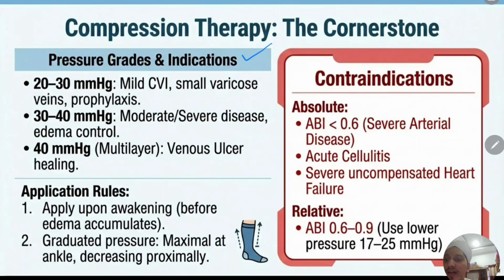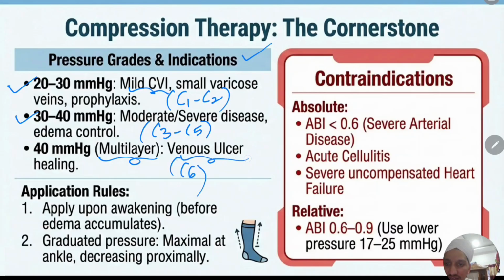So what pressure grades should you apply? 20 to 30 mm Hg pressure grade for mild CVI, small varicose veins, prophylaxis. For prophylaxis, you can use this one. So this is up to C3, I think. Okay, C1 to C2. 30 to 40 mm Hg for moderate or severe disease for edema control. Okay, so this is from C3 to, you can take it as C5, and 40 mm Hg multi-layer, meaning at the ankle side the pressure is different, and if you move upwards the pressure will be lower, like that, multi-layer. So this is in C6 disease, venous ulcer healing.